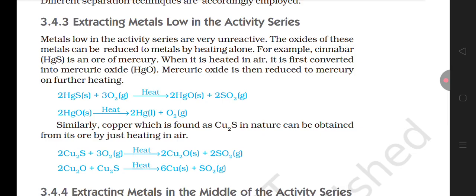The chemical reactions that take place during the roasting and calcination of zinc ores can be shown as follows. Roasting: 2ZnS in solid form plus 3O2 in gaseous form, when we heat it, we get 2ZnO plus 2SO2, which is sulfur dioxide in gaseous form. Now in the calcination process, what happens? Zinc carbonate, ZnCO3, in solid form, when we heat it, we get ZnO in solid form plus CO2 in gaseous form.